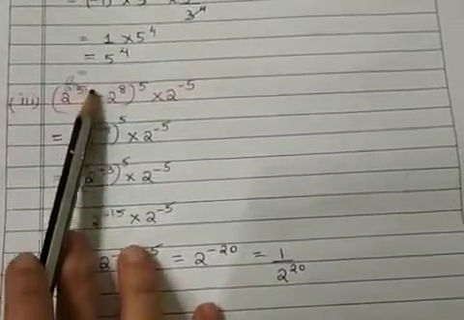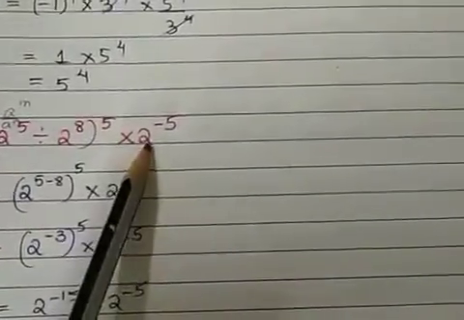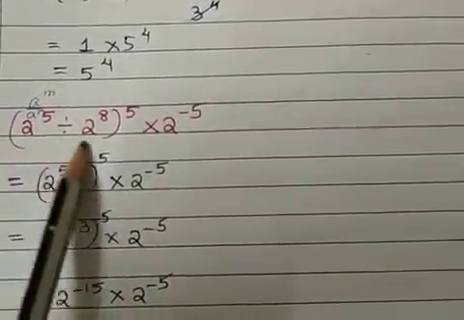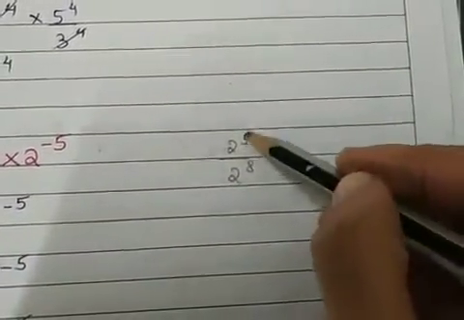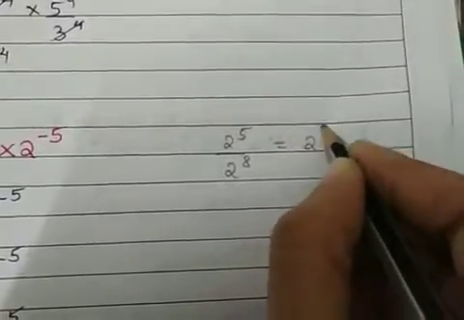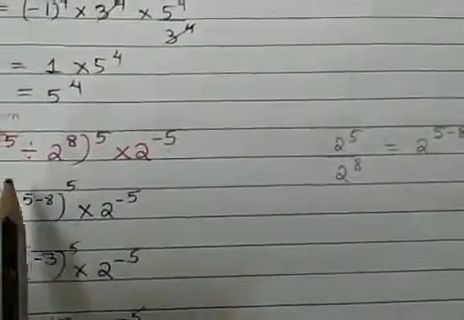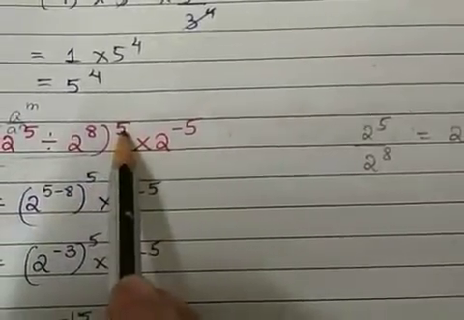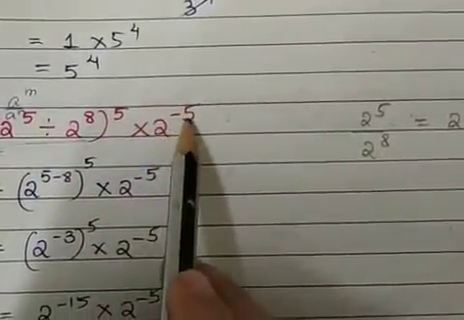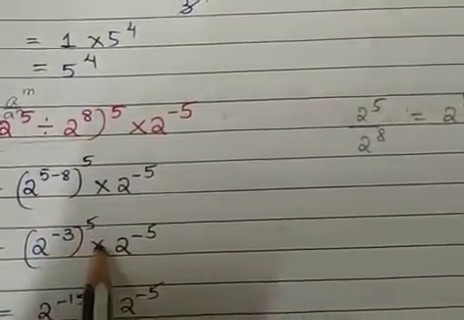(2^5 divided by 2^8) the whole raised to 5 multiplied by 2^-5. First let us solve the bracket. This is like 2^5 upon 2^8. This is of the form same base but different exponents. So this is a^(m-n). So this will be (2^(5-8)) the whole raised to 5 multiplied by 2^-5. This is equal to (2^-3)^5 multiplied by 2^-5.